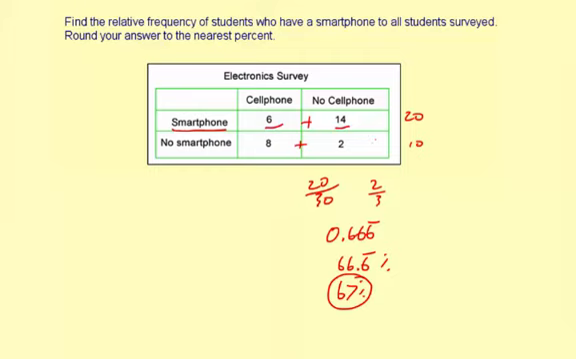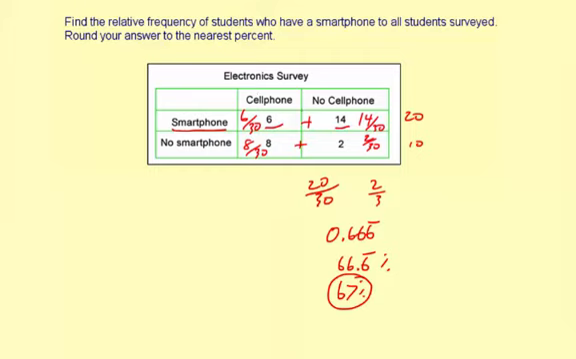So that means 67% of the students had a smartphone, and some also had a cell phone, but the total relative frequency is 67%. And just so you know, you can do relative frequency for all these categories too, because we know the total is 30 of the people that responded. You would do 6 divided by 30 to find the relative frequency for smartphone and cell phone, 8 divided by 30, 14 divided by 30, and 2 divided by 30. And you could enter those into your calculator and get decimals, actually create a new two-way table that shows relative frequency.